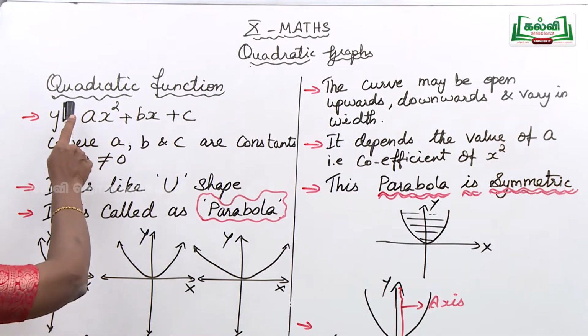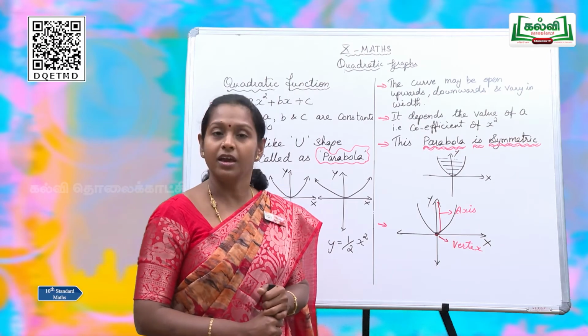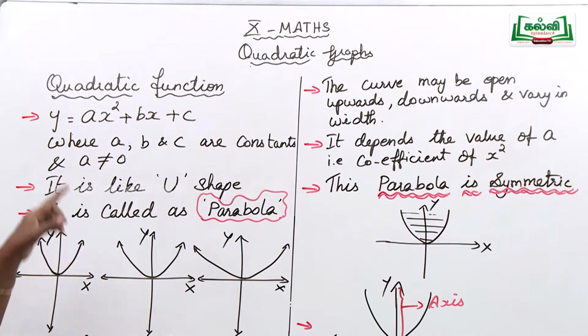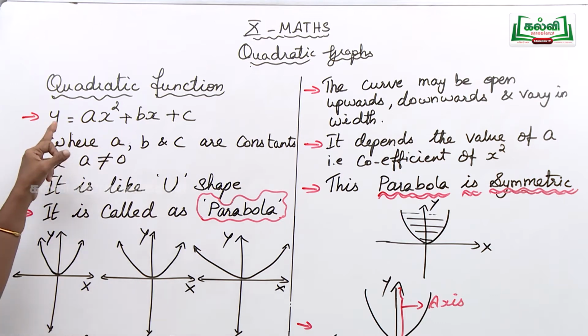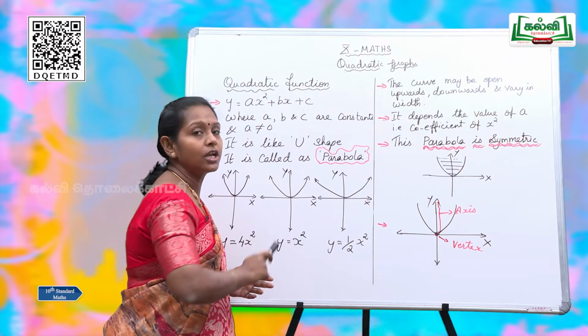Now see this quadratic function. How will you write the quadratic function? Yes, ax squared plus bx plus c. In this equation, x is variable, a, b, c all are what? Constants. But a is not equal to 0.